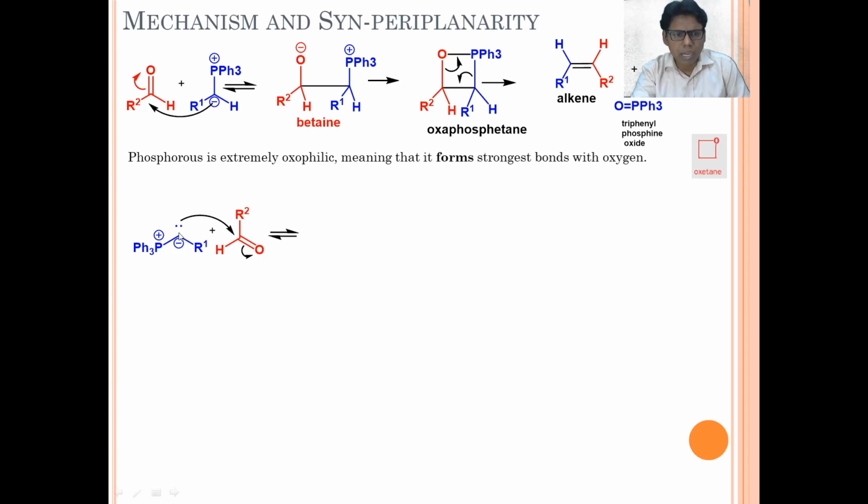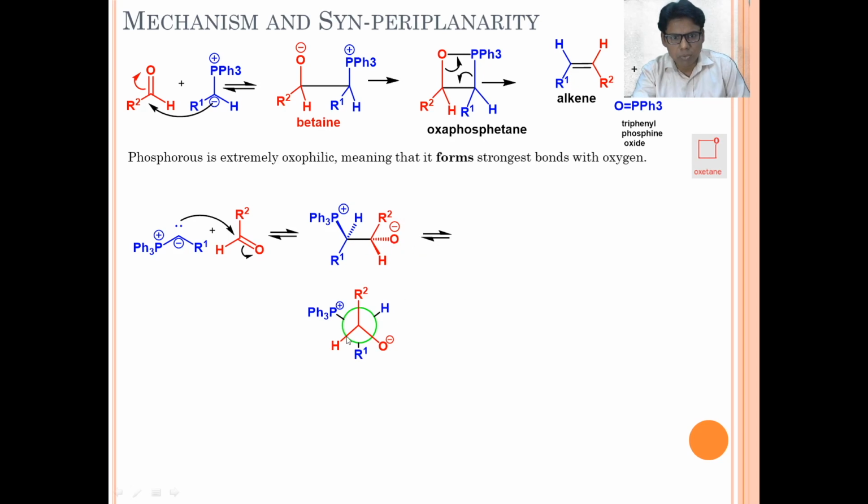Now this nucleophilic carbon attacking this carbonyl carbon will get this kind of arrangement wherein oxygen is going backwards, hydrogen is coming out of the plane, here hydrogen is below the plane. So the same structure is shown in Newman projection formula. One can see this R2 and R1, they are trans to each other. This H and this H, they are opposite.